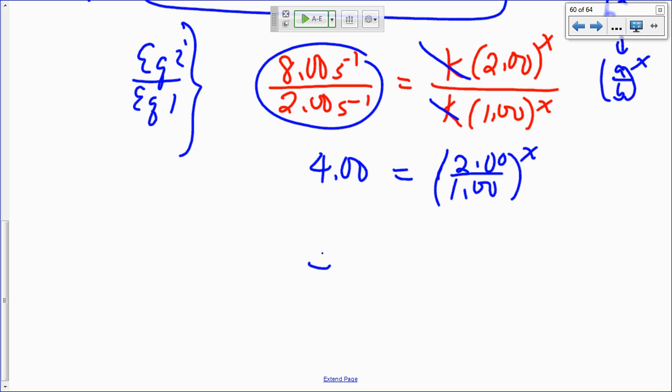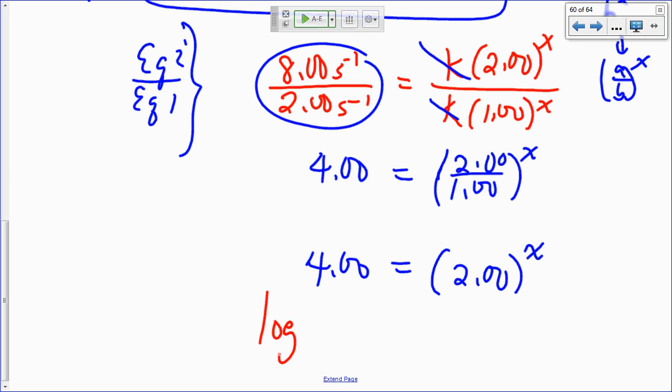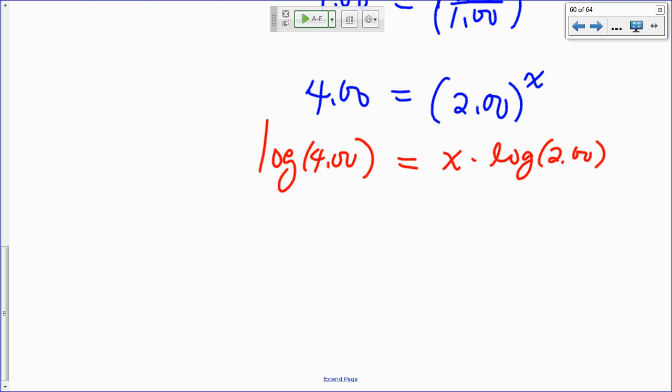So that gives you 4.00 equals 2.00 raised to the power x. What is x? You should be able to do this in your head. 2 squared will give you 4, right? But if these are not nice, easy numbers to look at, then you can just say log of 4 is equal to x times log of 2. And you can solve for x.